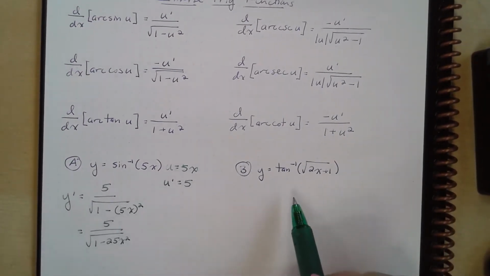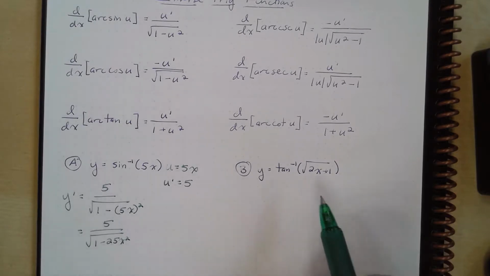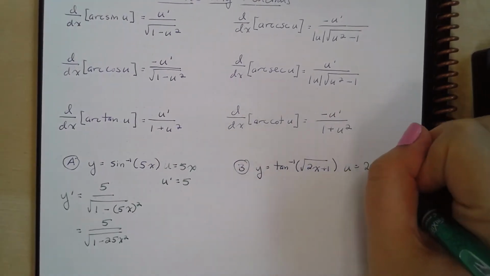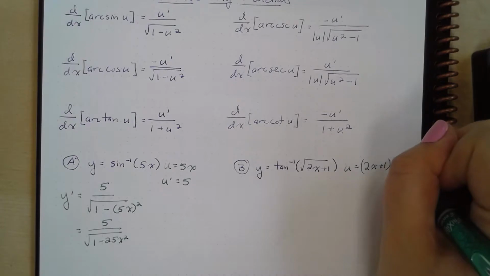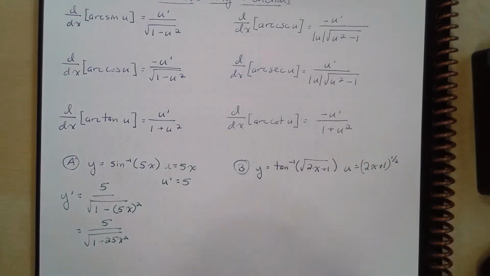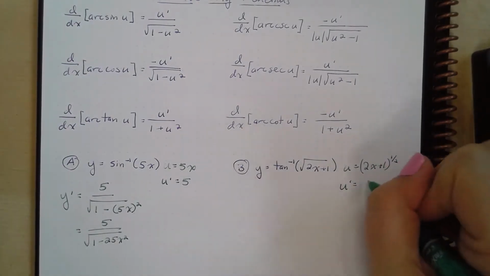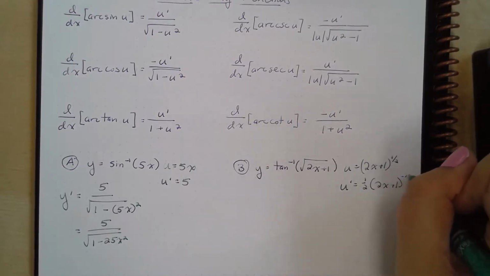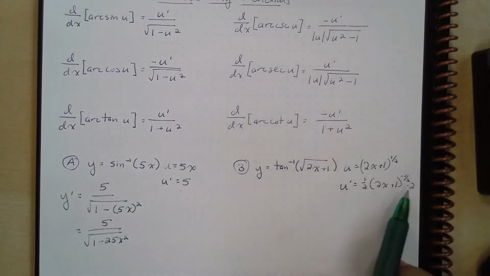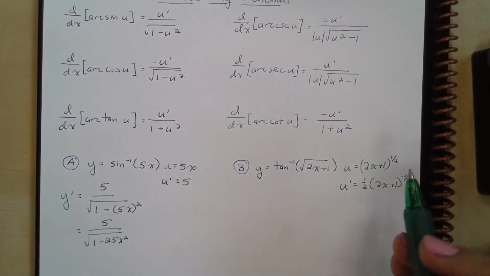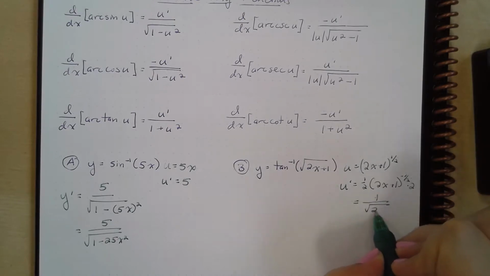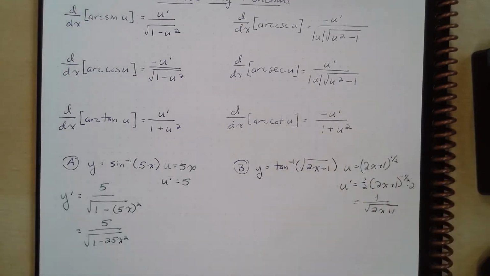Let's look at letter B here. y equals tangent inverse of the square root of 2x plus 1. Well, in this situation, u is equal to 2x plus 1, and I'm going to write this to the 1/2 power. So then u prime is equal to 1/2 times 2x plus 1 to the negative 1/2 times 2. Don't forget, you've got to take the derivative of what's inside there, right? So this is actually equal to 1 over the square root of 2x plus 1. Okay, that's my u prime.